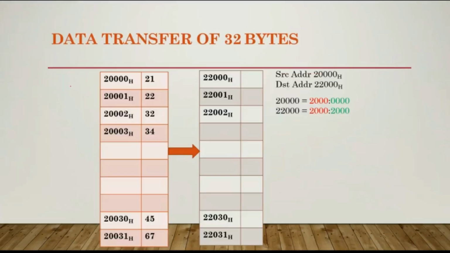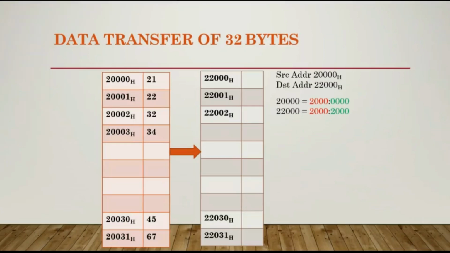The first thing we are going to understand is what this program will basically do. Here I am writing that we are going to transfer 32 bytes of data. When I say 32, this 32 is in hexadecimal. 50 in decimal is equivalent to 32H. So my source address in this case is 20000H, and I am starting from this particular address.